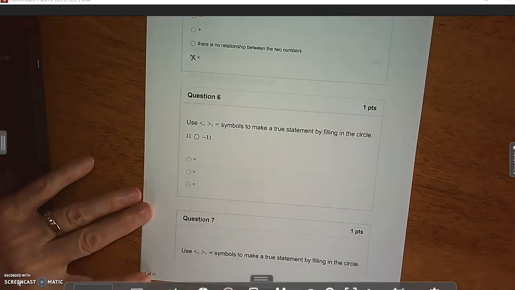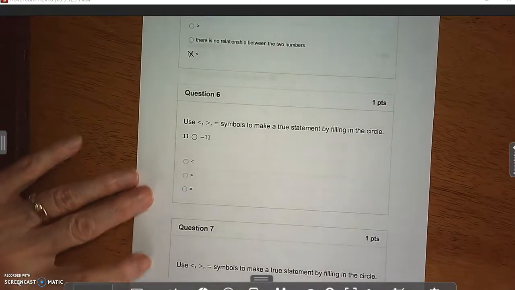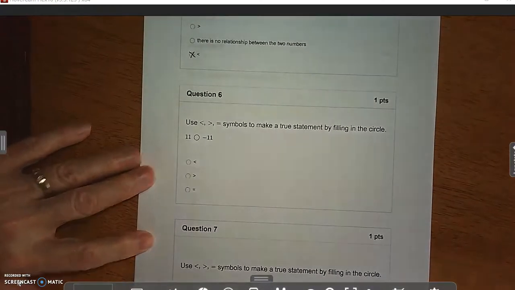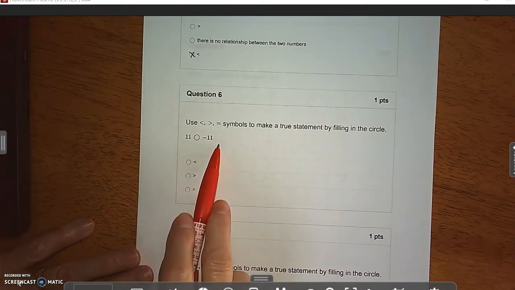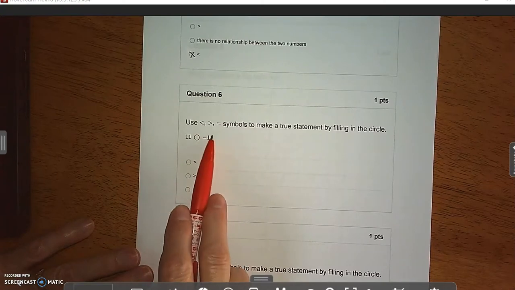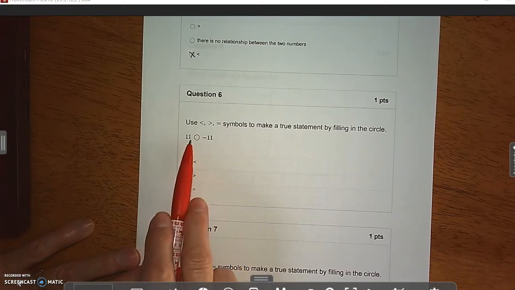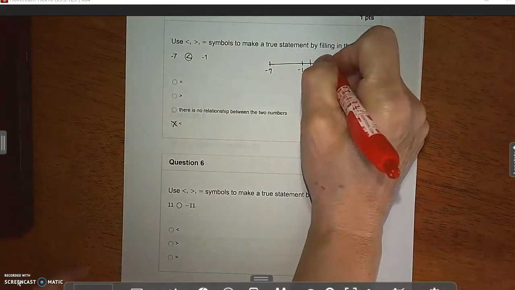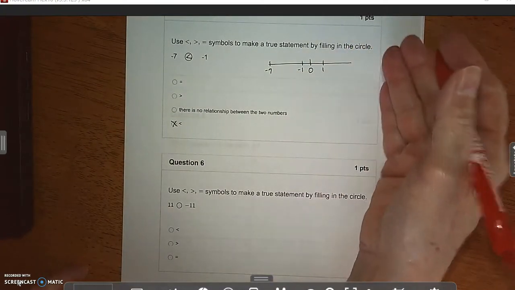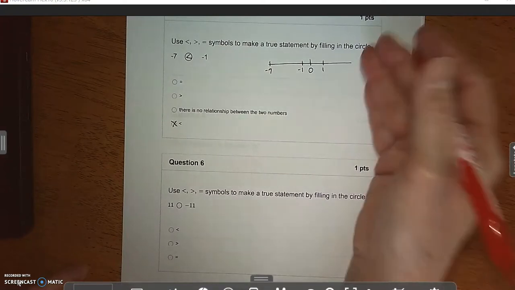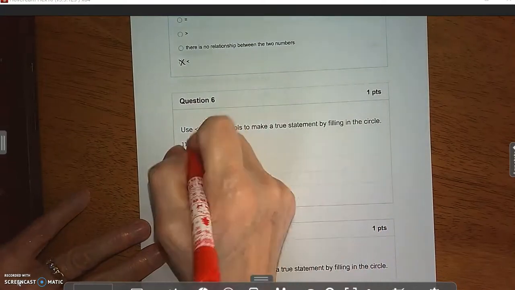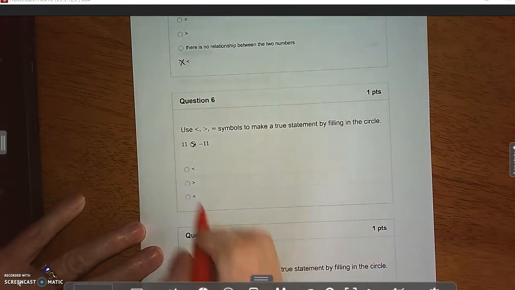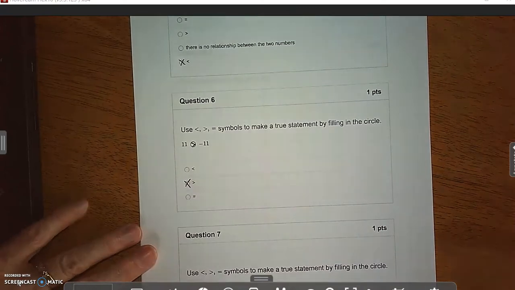All right, same thing for number 6. Use those inequality symbols to make a true statement by filling in our circle. We've got 11 compared to negative 11. Negative numbers are further to the left on the number line than the positive numbers. If we look at our number line up here, our positive numbers are going to be over here. So those positive numbers are further to the right. That means they're bigger than the negative numbers. And so 11 is greater than negative 11. And then we would choose our greater than symbol here.